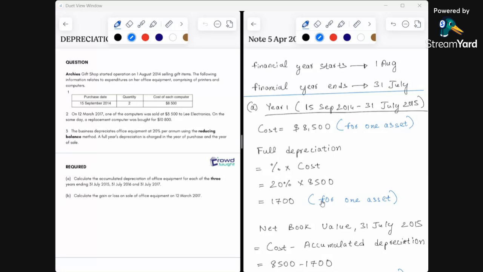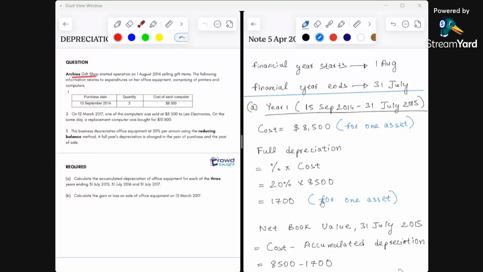You will see the question on the left-hand side of your screen, and on the right-hand side, we have all the workings which I'll go through step by step. What I need you to do now is focus and follow through for an excellent understanding because this is a very important topic for your exams. So with that being said, let's begin.